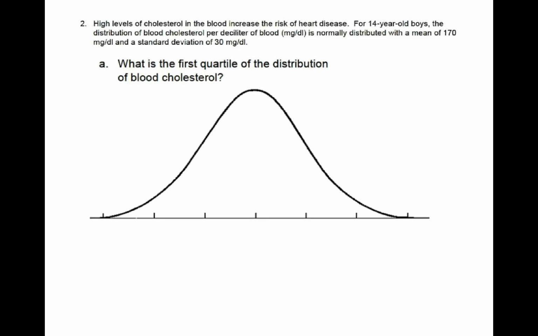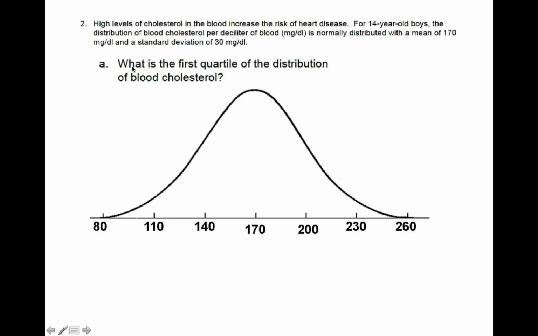Number 2, high levels of cholesterol in the blood increase the risk of heart disease. For 14-year-old boys, the distribution of blood cholesterol per deciliter of blood is normally distributed with a mean of 170 and a standard deviation of 30. So let's fill in our picture. We have a mean of 170 and a standard deviation of 30. So you're going to add 30 and subtract 30 from the mean.